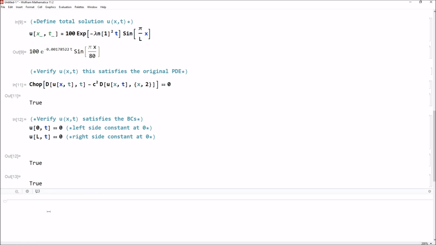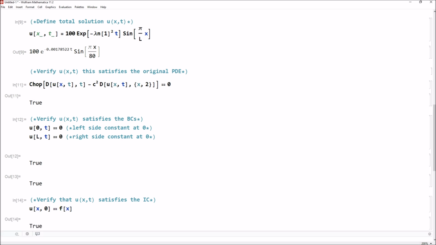Both true. Great. So the last thing we want to do is verify that u of x,t satisfies the initial conditions. What I'm looking for is that our total solution at time 0 better equal my distribution f of x. And yay, look at that. It all worked out. So I think we're great. This totally works, at least from a mathematical perspective.